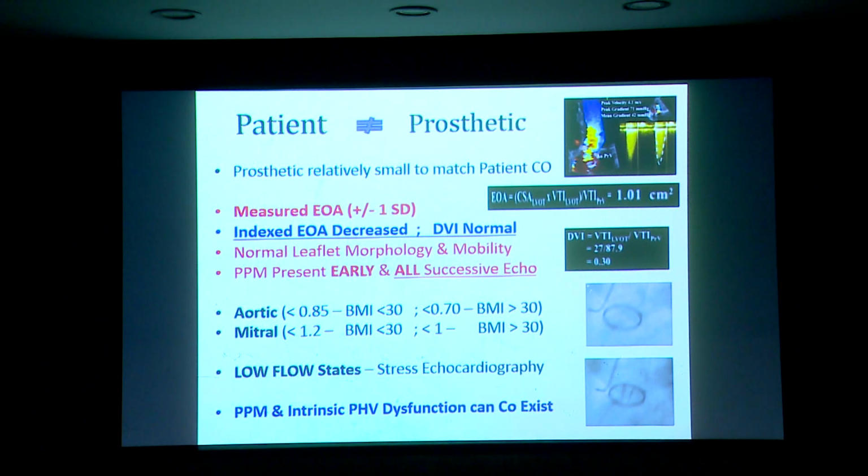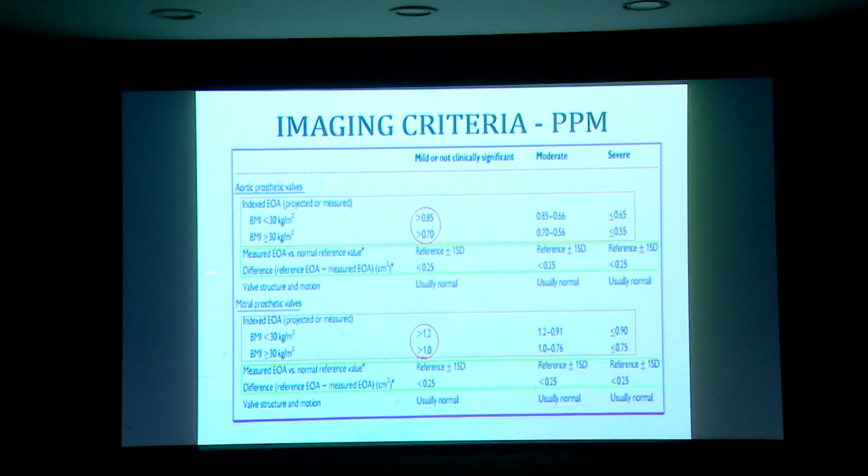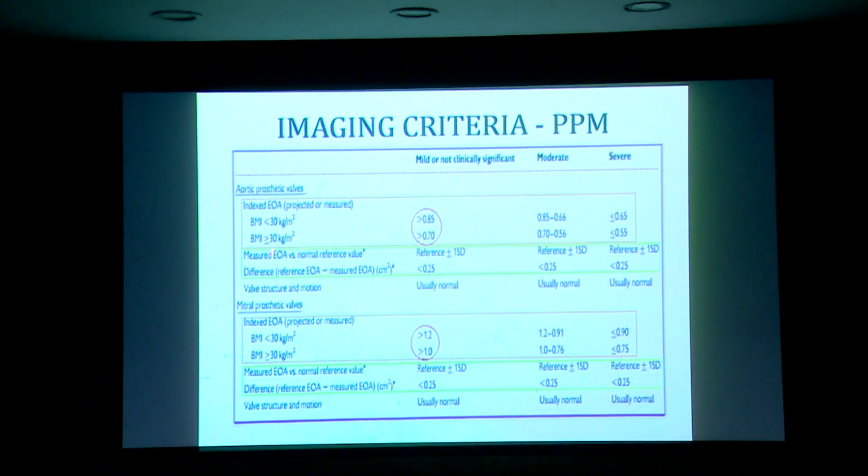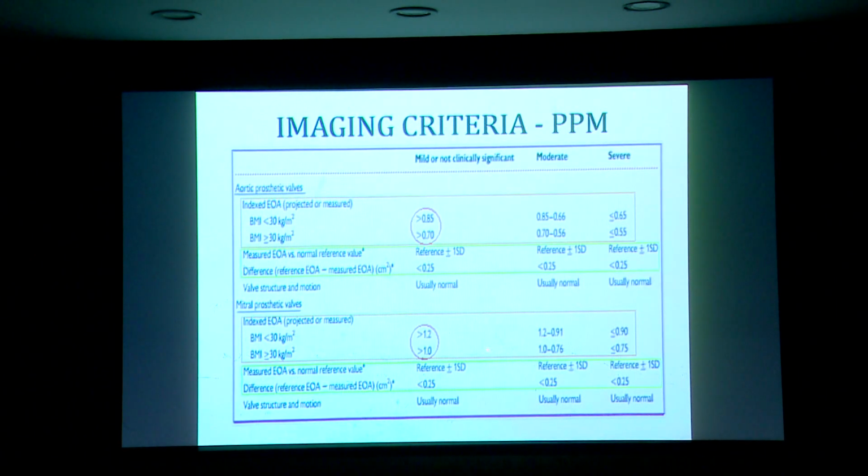So these are the things by which you grade. The indexed EOA is specific to the particular valve: the aortic is on top, and the mitral numbers are below. For the aortic, anything more than 0.85 is fine, and less than 0.5 is problematic. For the mitral, anything greater than 1.2 indicates PPM. But again, we have to take the weight and BMI into consideration, since the values are different for BMI less than 30 and more than 30.